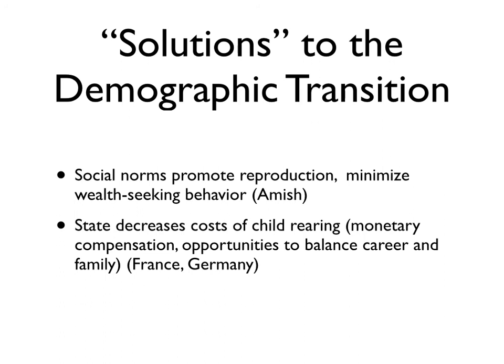Another potential solution, and many European countries have done this, is to decrease the costs of child rearing. So you don't have to put so much of your own effort into raising quality children. The state will help you. And this, in France and Germany, you get money when you have a child, and there's lots of opportunities to balance career and family. So not only will they give you something like €3,000 every time you have a baby, they'll also give a year of paid maternity leave. So this is one way of decreasing the cost on the mother and decreasing costs on the family and making it easier to have multiple high-quality offspring.